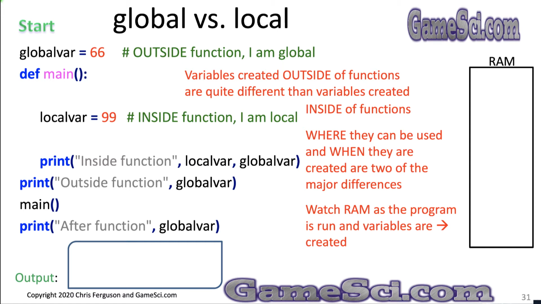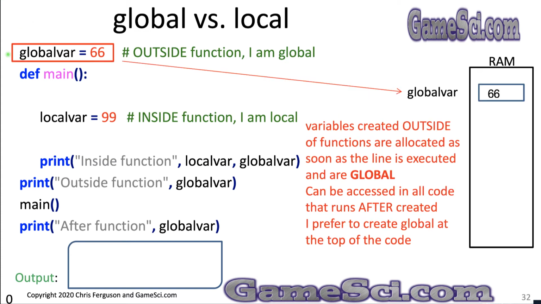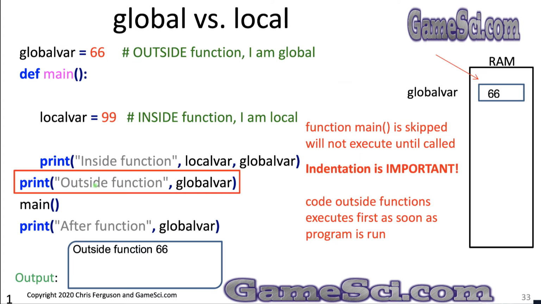Global versus local. Variables come in two categories, a global and a local. global_var equals 66. You can see we're storing the value 66 into our variable, into our RAM memory. Now this is declared outside the function. It makes it a global variable. Print outside the function, global variable contains.